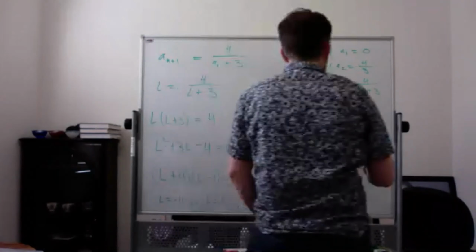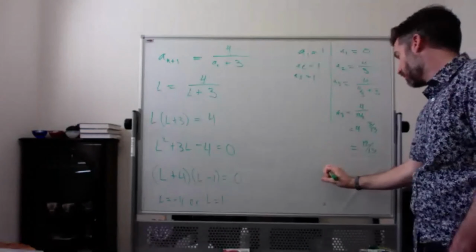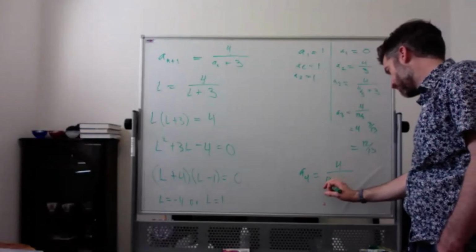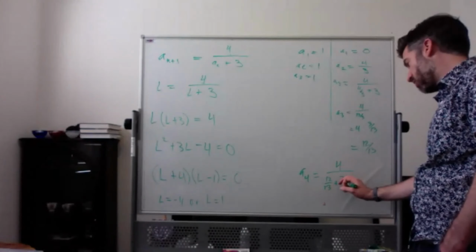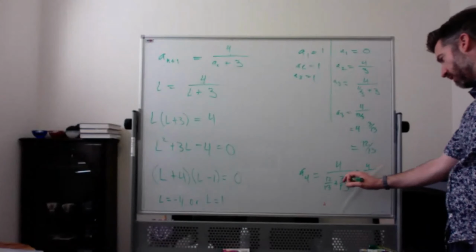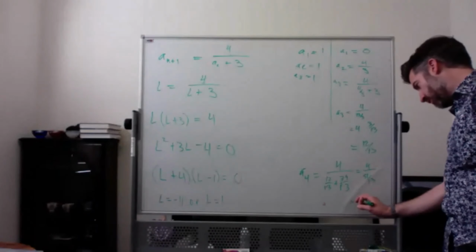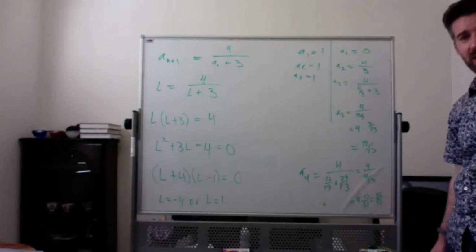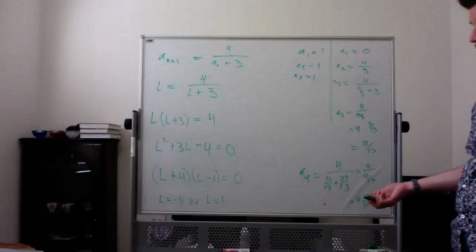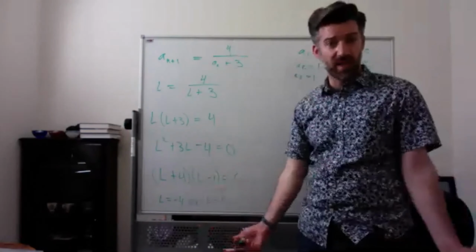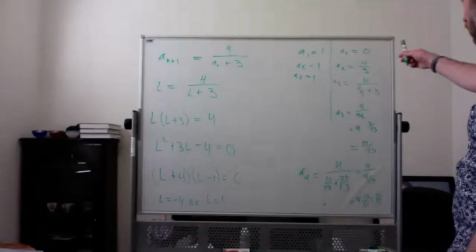Values that are below 1, if I plug in 12/13, it's kind of a pain, but a sub 4 would be 4 over 12/13 plus 3 is 39/13. So this ends up being 4 divided by 51/13, which is 4 times 13 over 51, which is 52 over 51. So just a little bit bigger than 1. So it definitely makes sense here that the limit is 1, not negative 4. So if you get more than one value for L, they can't both be limits, only one of them is the limit. And then you kind of have to look at what your sequence is doing to see which one makes sense as an answer.